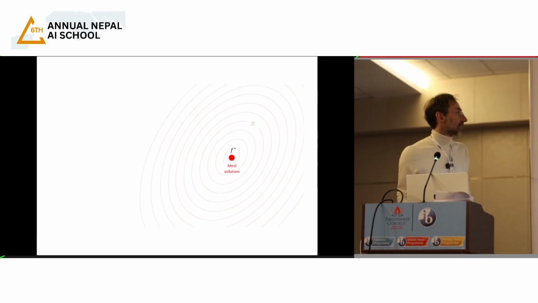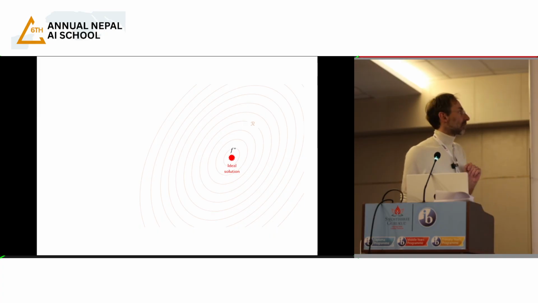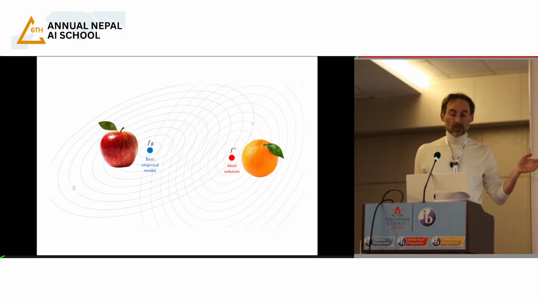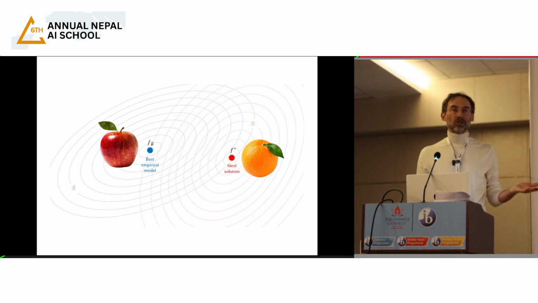Just to visualize how it looks, this is my population loss, the function R, and this is the ideal solution, f star, the minimum of this function. In practice, I have no idea how to solve this problem. I cannot even compute this function R. So instead I compute another function R hat that has a different minimum, and I hope to find the best empirical model.